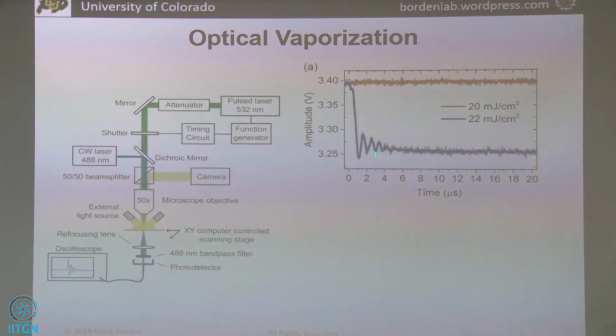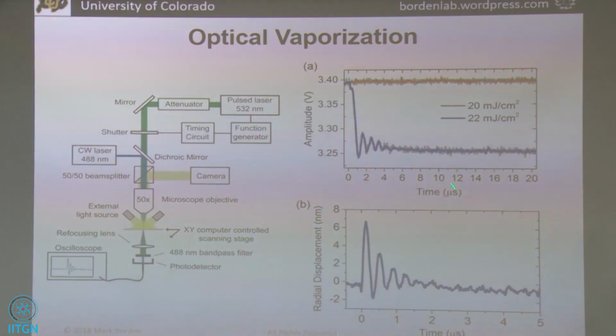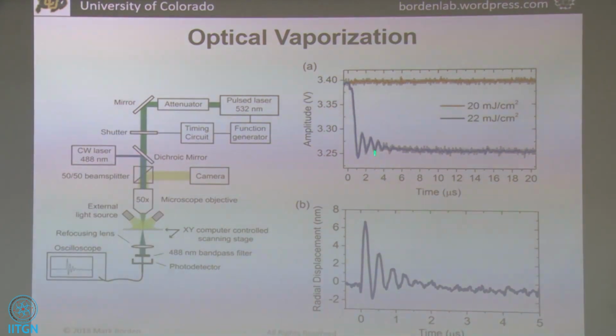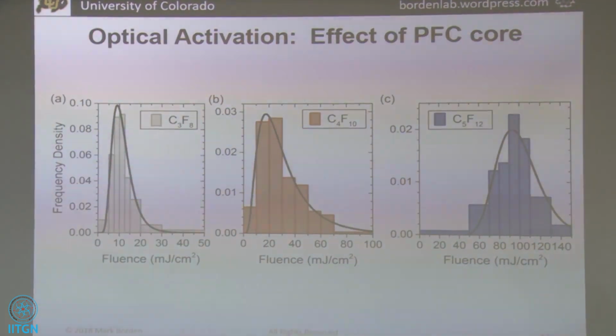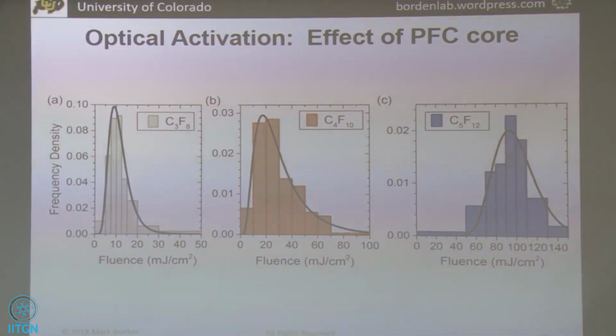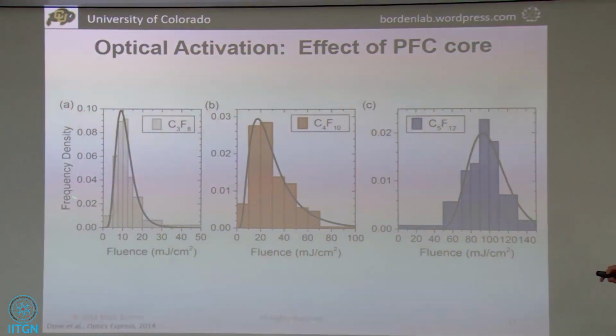So you see it vaporize, and you can actually see it moving down. So you form a bubble, it vaporizes into a bubble, and it moves down. This is microseconds, and by virtue of it using the continuous laser, you can look at these, you can model these radial displacements, and from that you can get resonant frequency and so forth.